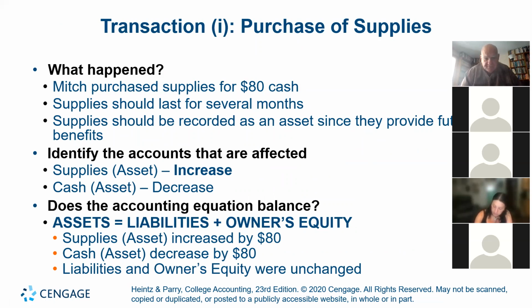Now we bought supplies. And they're making a note here, supplies should last for several months. That just means that in our books, when you see the word supplies, supplies is an asset until you use the supplies. The expense is called supplies expense. The asset is called prepaid supplies or supplies. So we purchased an asset called supplies. Well, that's going to go up, and we paid cash.